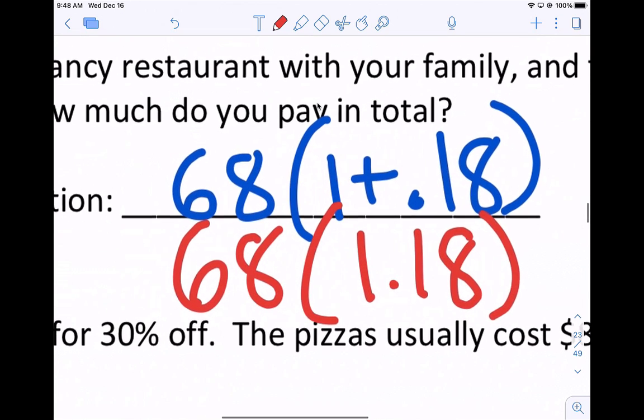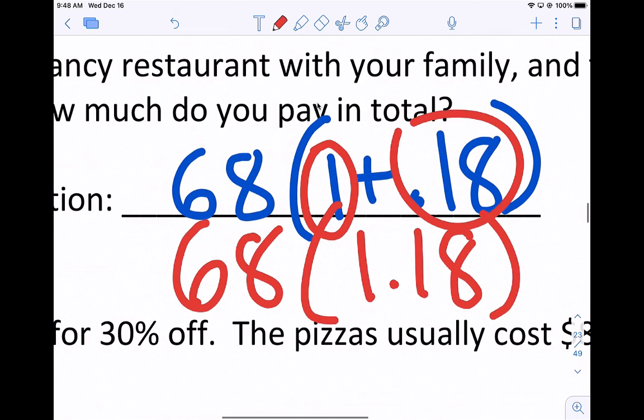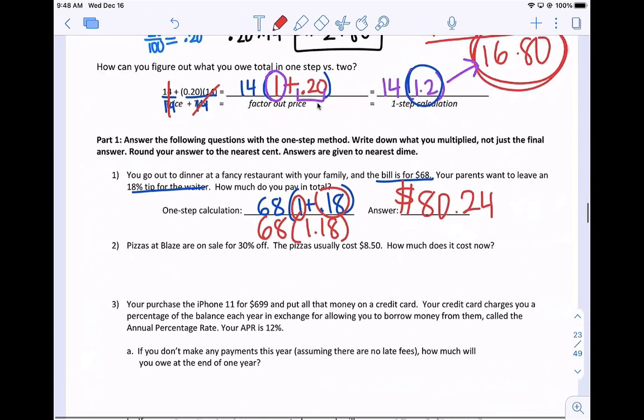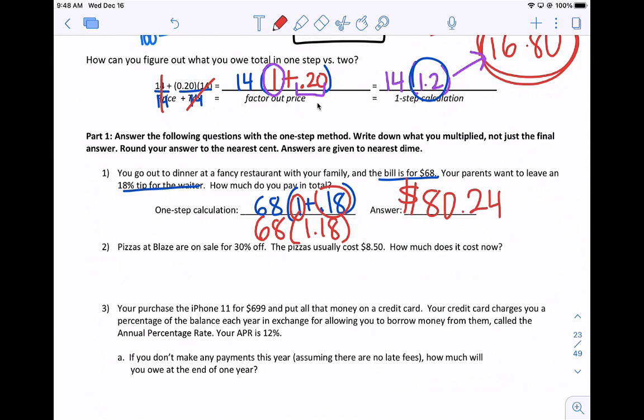So again, the 1 is 100% of what you owe, plus it adds in the tip, the 18% of the 68. So let's do problem number 2. Pizzas at Blaze are on sale for 30% off. The pizzas usually cost $8.50. How much does it cost now?